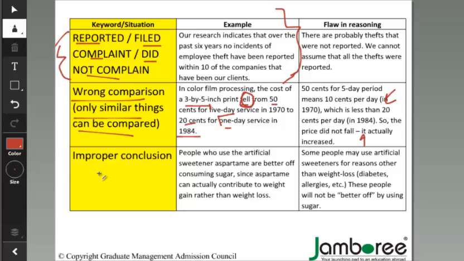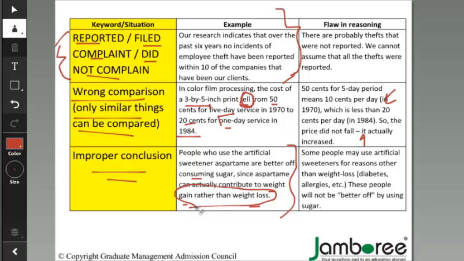So, improper conclusion, which is again a very CR weaken-strengthen type of error. For example: people who use artificial sweeteners are better off consuming sugar, since aspartame can actually contribute to weight gain and then weight loss. Now what is the problem here? The problem here is that they are just jumping to the assumption that people who use artificial sweeteners use it only for weight loss. This is a wrong conclusion. Again, as I said, treat AWA arguments as CR.